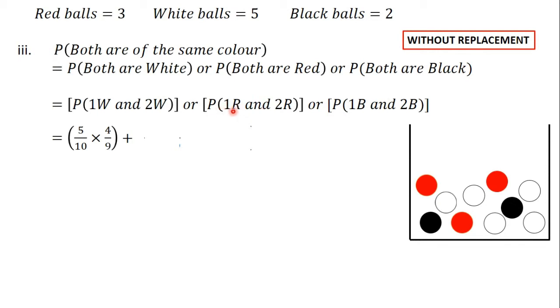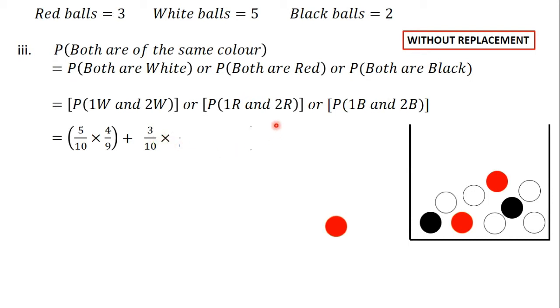Probability that the first is red and the second is red. In this box, we have 3 red balls and a total of 10 balls. So the probability that the first is red will give us the number of red balls in the box, which is 3, divided by the total number of balls in the box, which is 10. So that will give us 3 divided by 10. This means that we have selected the first ball from the box and it is red. We have "and" here, so we bring the multiplication sign.